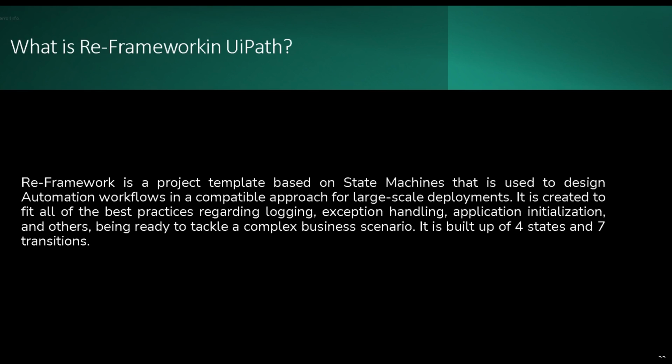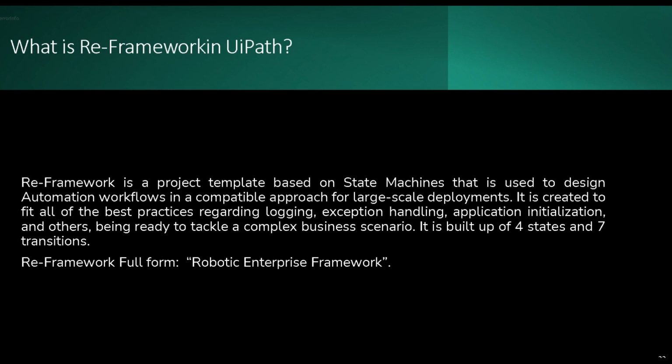Okay, so it is built up of 4 states and 7 transitions. So it is built up of 4 states, that is init, get transaction data, process, and end process. Okay, so these are the 4 states. So you can go to the templates and you can go to RE framework template for checking more on RE framework. So maybe we can have another detailed session for RE framework as well. Okay, so let's go to our next topic. Okay, so here RE framework stands for Robotic Enterprise Framework.